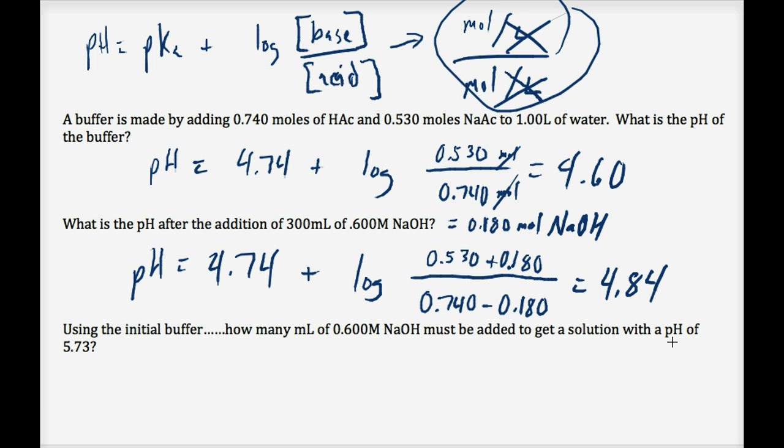But not by very much, and not by very much because, remember, this is what a buffer does. We're adding a strong hydroxide, a strong base, but the pH actually did not increase by that much. So this is a good example of actually showing exactly what the buffer does.